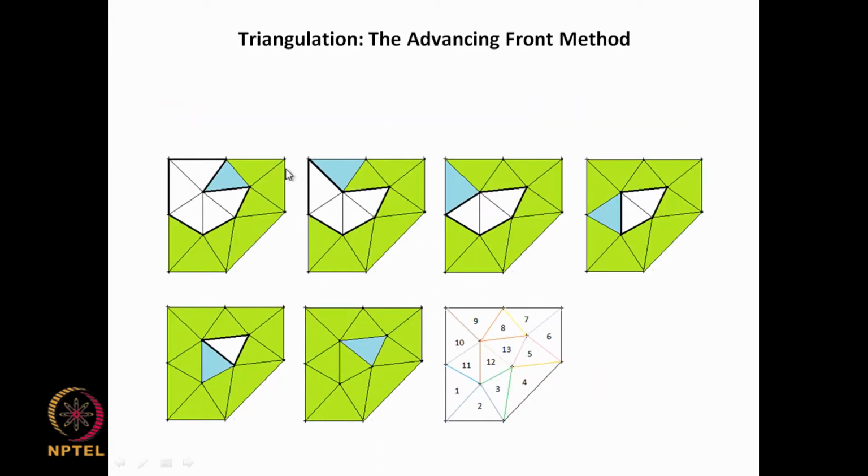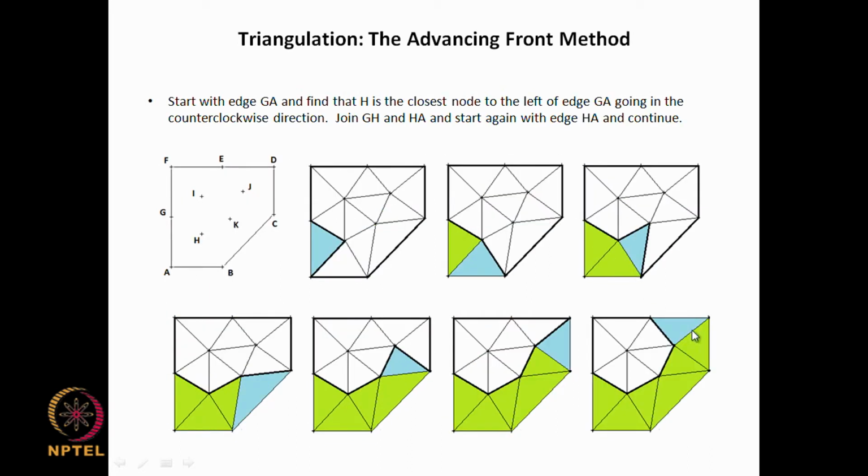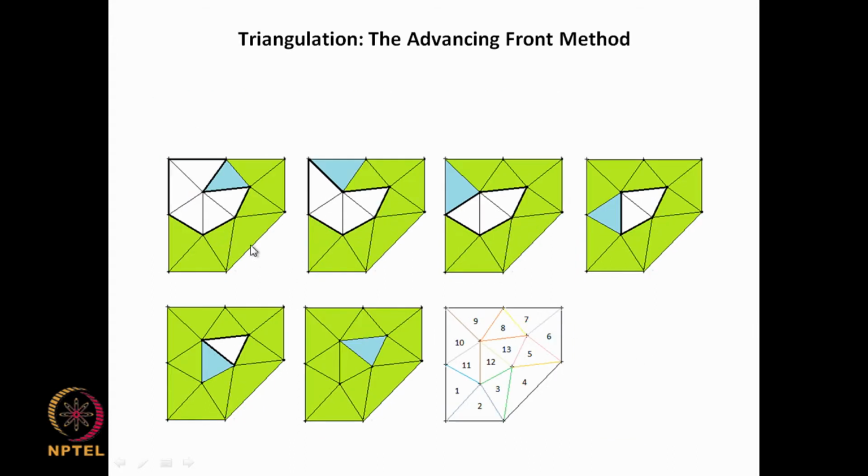Now, we were here, and this is the advancing front, and we are starting from here, the latest edge to be created, and we find that this is the one which is closest to this. So, we join this to make the new triangle. Now, at this point the front consists of coming here like this, like this, like this, like this, like this, like this, and like this.